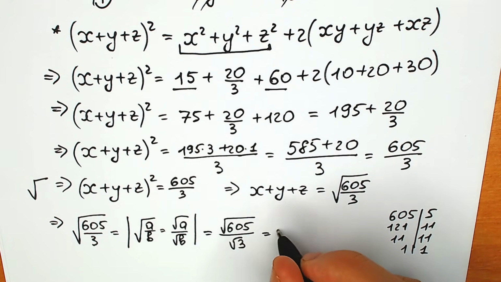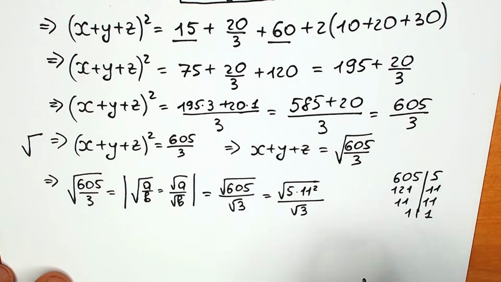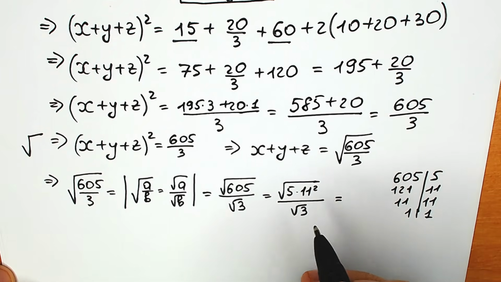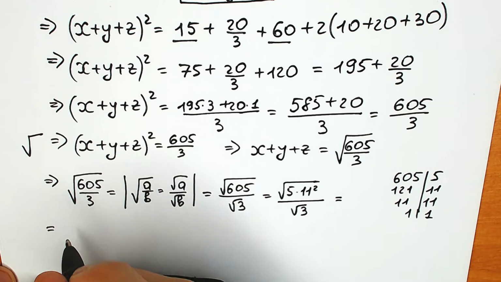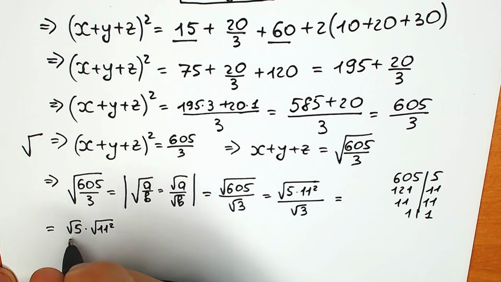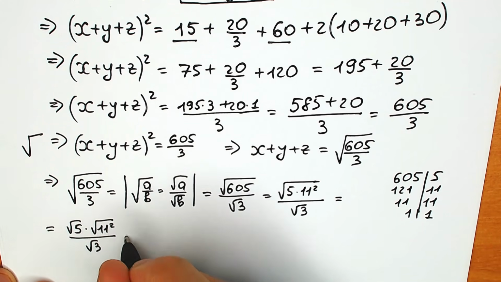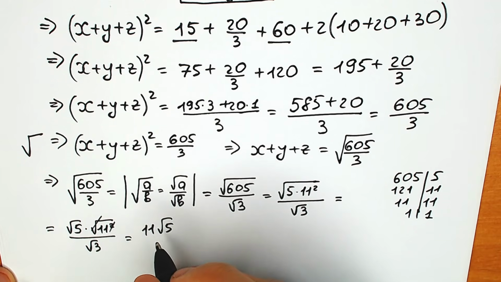Equal to square root of 5 times 11 squared over square root of 3. Right now we can easily split this 5 times 11 squared. In terms of basic school property, we can write it as square root of 5 times square root of 11 squared over square root of 3. Now this square root of 11 squared, we can easily cancel the square and the square root. So we have 11 square root of 5 over square root of 3.